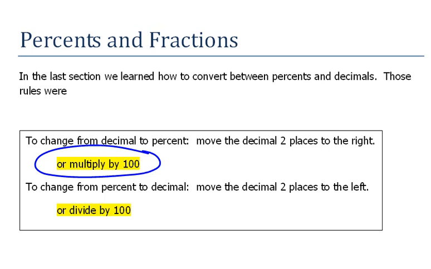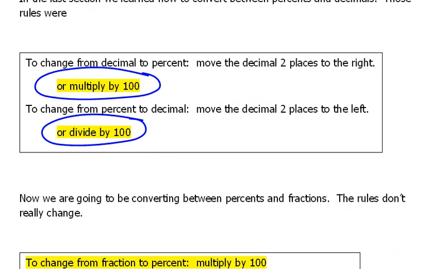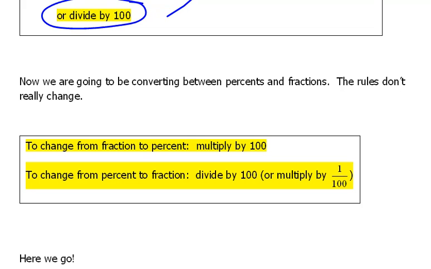Okay. If we were going to change from a percent to a decimal going backwards, we moved the decimal 2 places to the left. Or another way of saying that is we have to divide by 100. Okay, now we're going to be working with percents and fractions. And I want you to keep these rules in mind because they are the exact same. Now we're not going to be moving decimal places, of course, because we don't have decimals. We're going to be working with fractions.